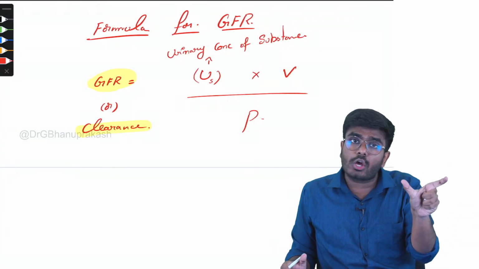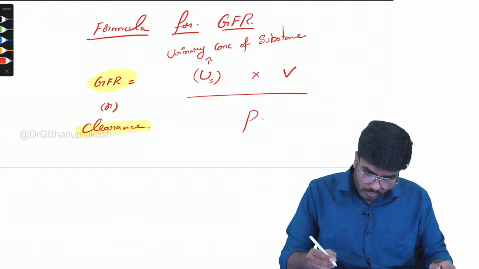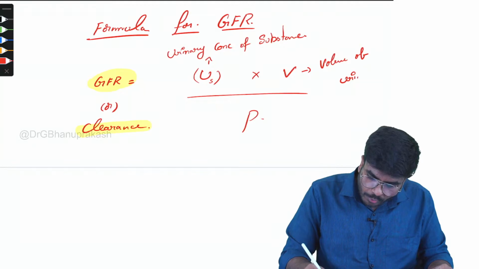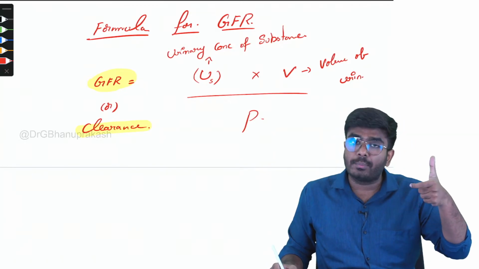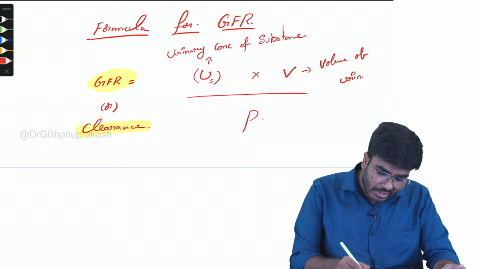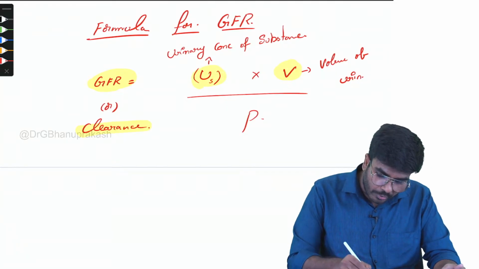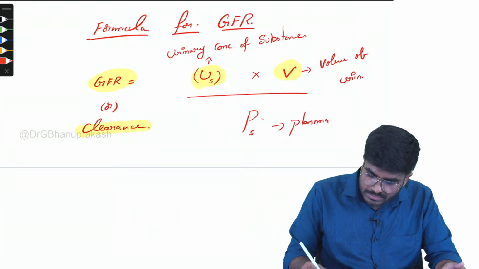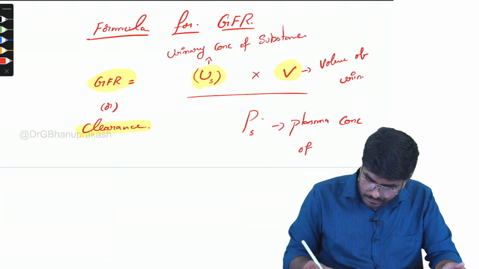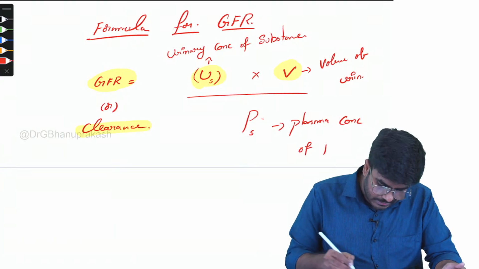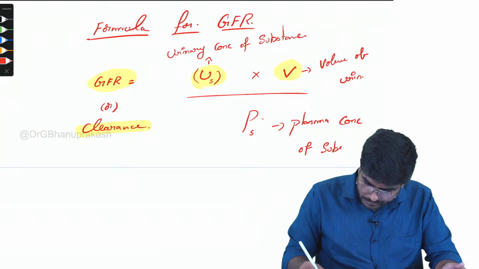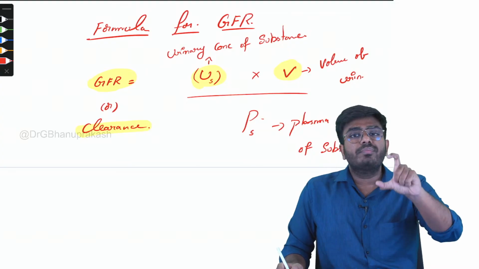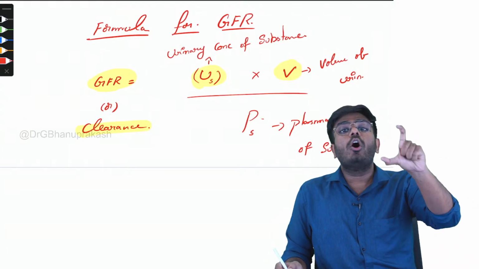So urinary concentration of that particular substance into V for volume of urine produced, how much ml of urine is getting produced. Okay, so urinary concentration of a substance into volume of urine produced by P for plasma concentration. Plasma concentration of that particular substance. They will say that particular substance. So what is the plasma concentration, what is the urinary concentration, and how much ml of urine is produced?